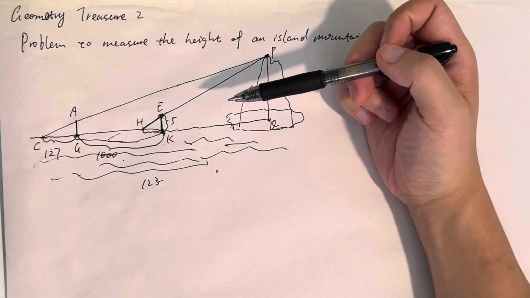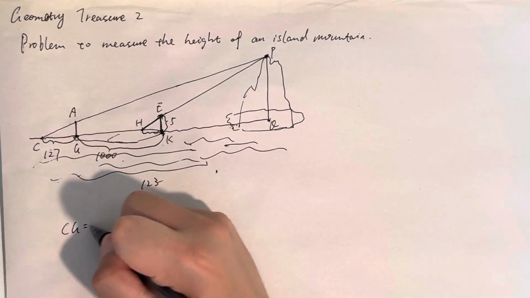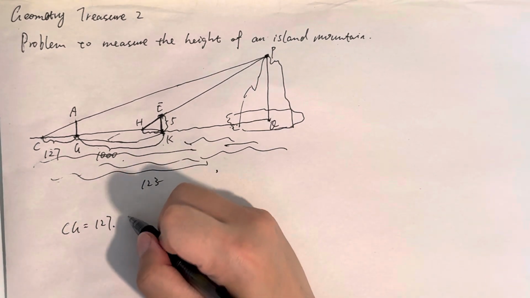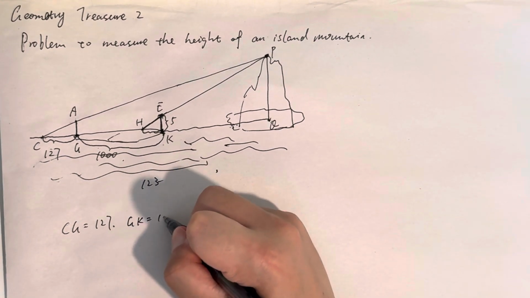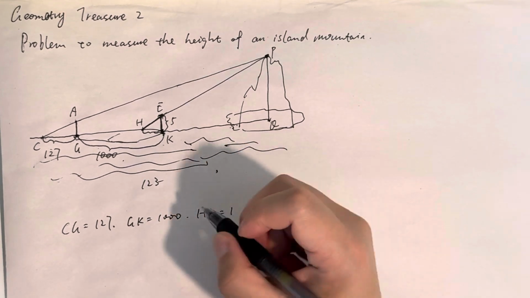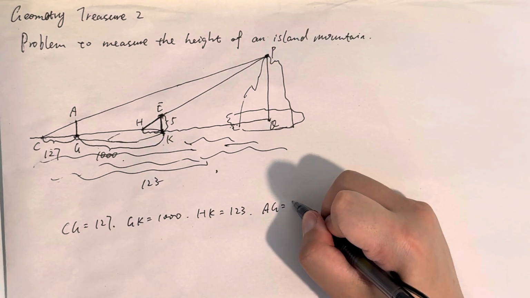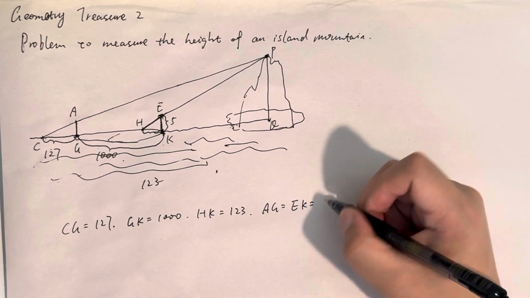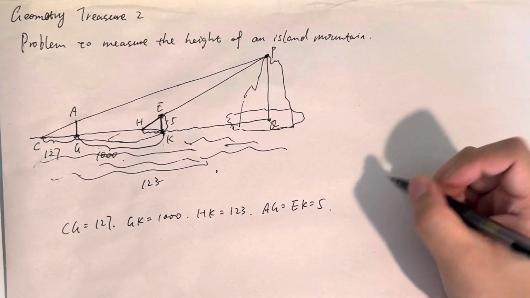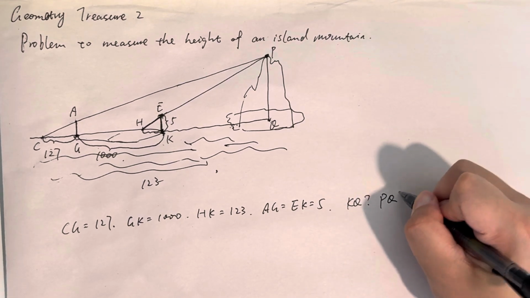So the question is that we know that CG equals 127. We know that GK equals 1,000. We know that HK equals 123. And we know that AG equals EK equals 5. And the question is, what is KQ and what is PQ?